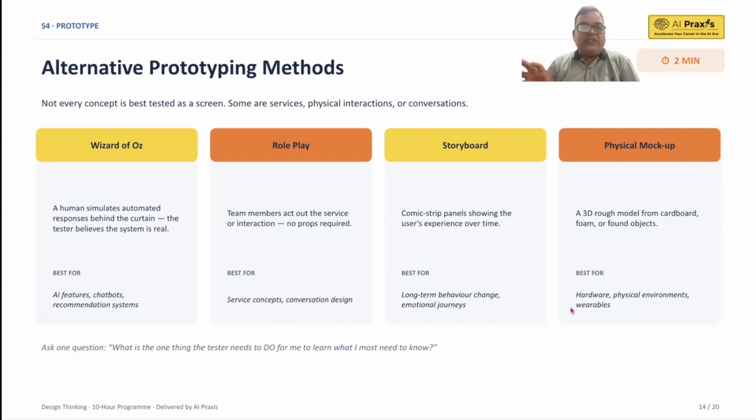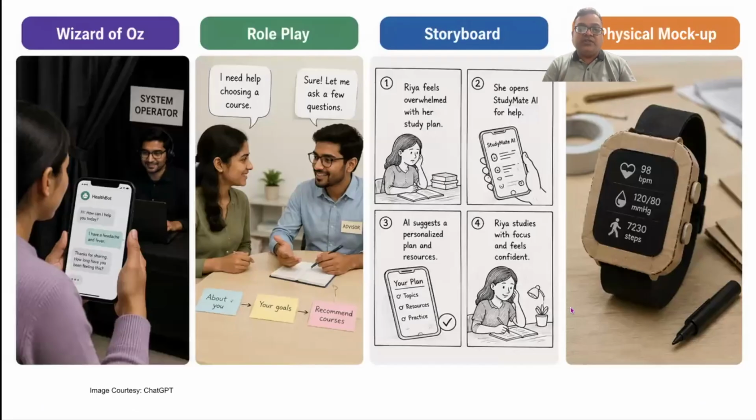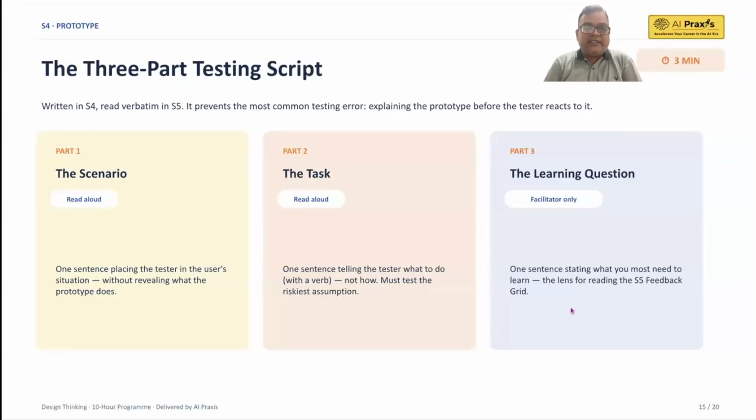No matter which method you choose, always ask yourself one question: what is the one thing I need the user to do so I can learn what matters most? Okay, and here is what you can actually see. Right, the first one, the second one, the third one, storyboard, and of course the physical mockup. Okay, so let's move to the next.